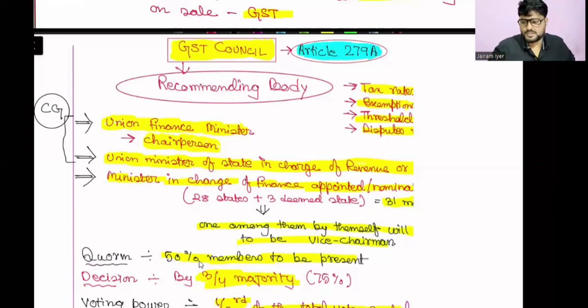Formation is clear. Who is the chairperson? The Union Finance Minister. After that, the Union Minister of State in charge of Revenue, then the Minister in charge of Finance of each state, or any person appointed by the state. There will be 31 members in total, and one among themselves will be elected as the vice chairman. Correct.